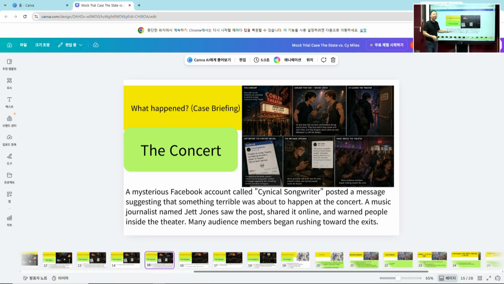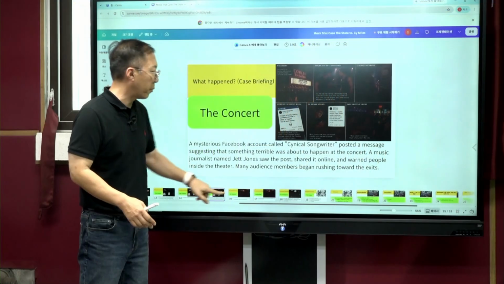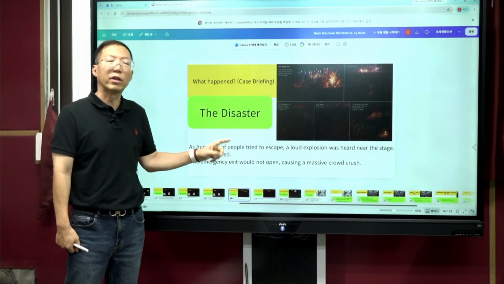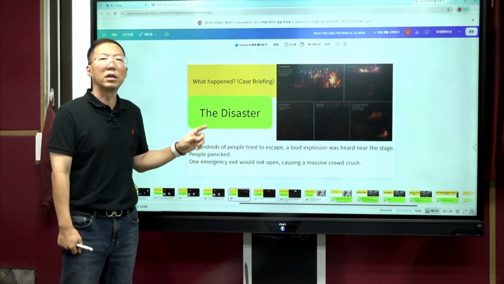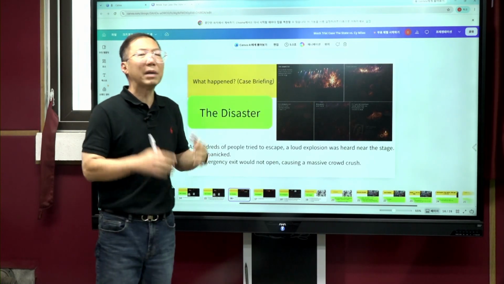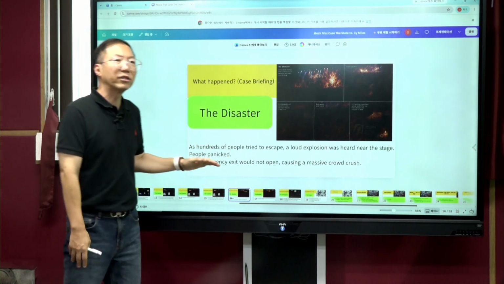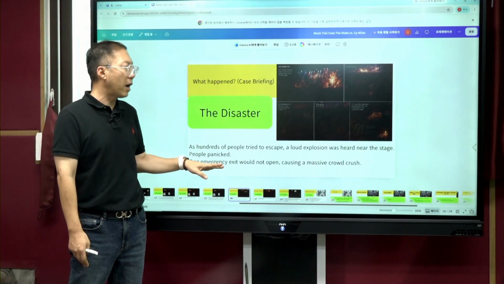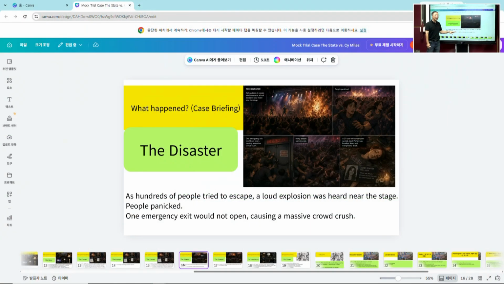So people are running toward the emergency exit here. However, unfortunately, 100 people tried to escape at the same time, and to make things worse, there was an explosion near the stage. So now people really panicked. Everybody just wanted to get out through this emergency exit. Somehow this exit door does not open, so it causes people to crush against each other.